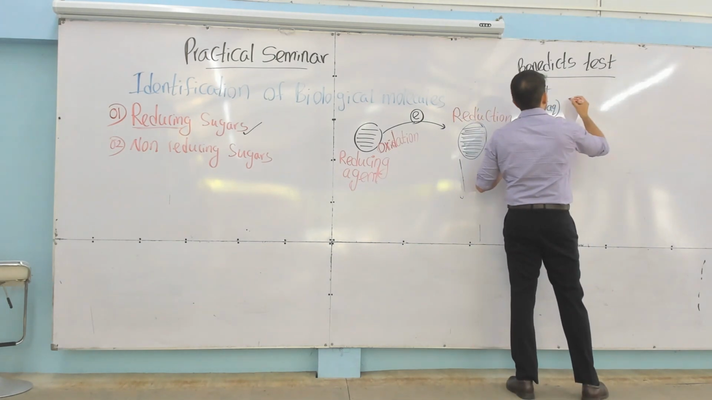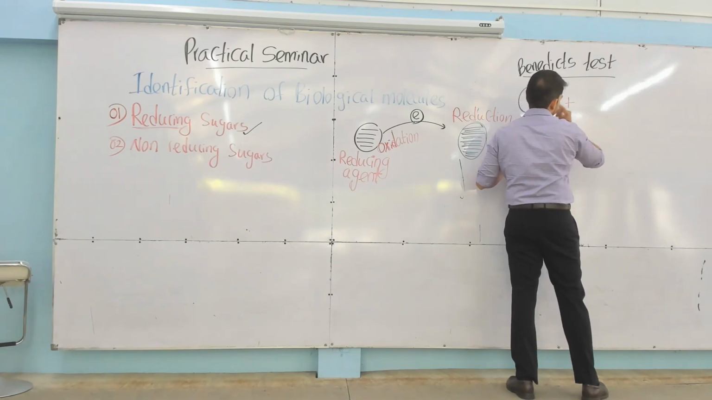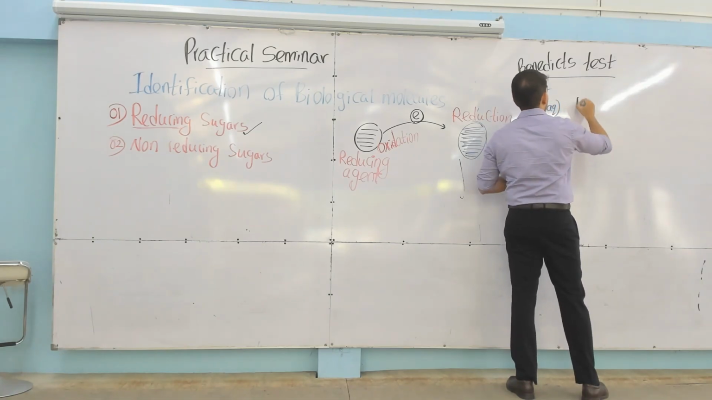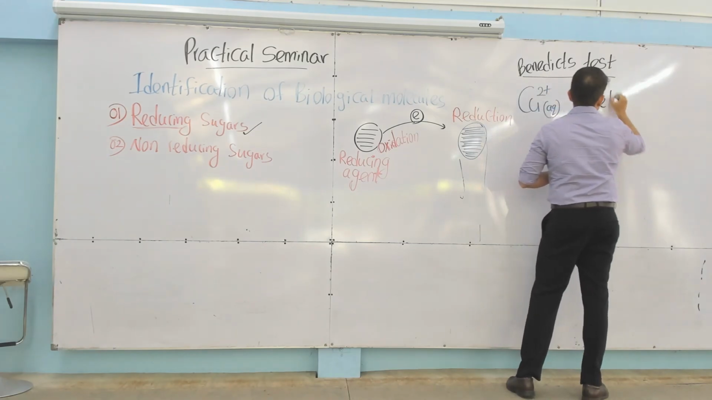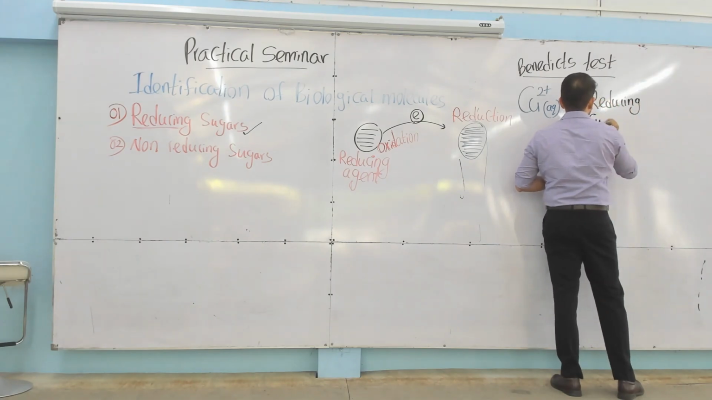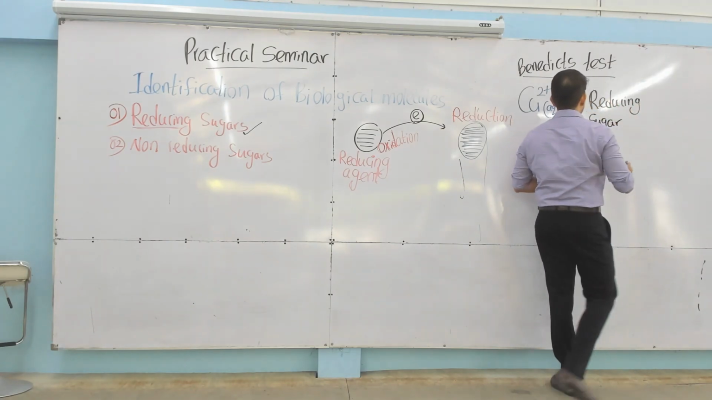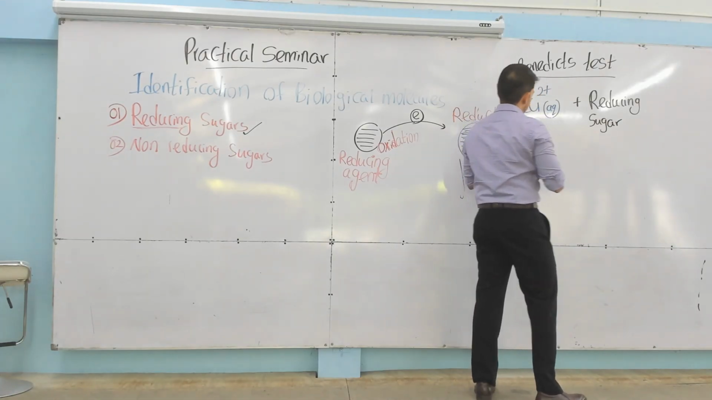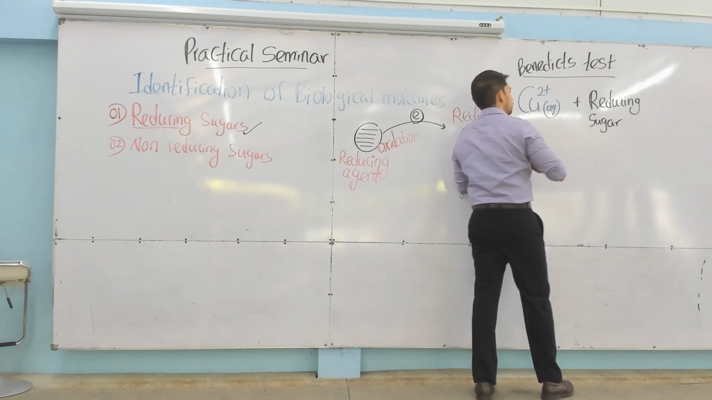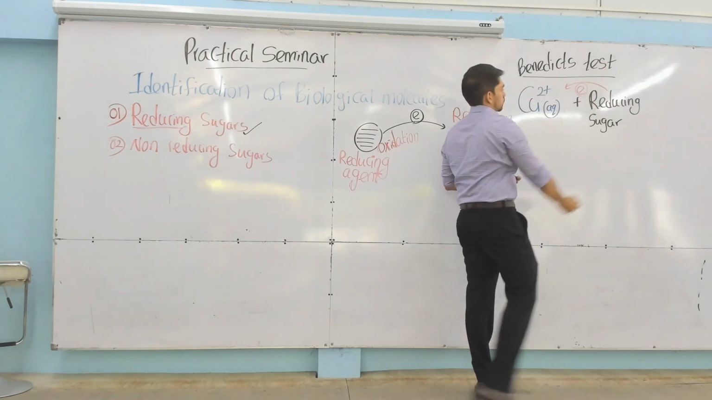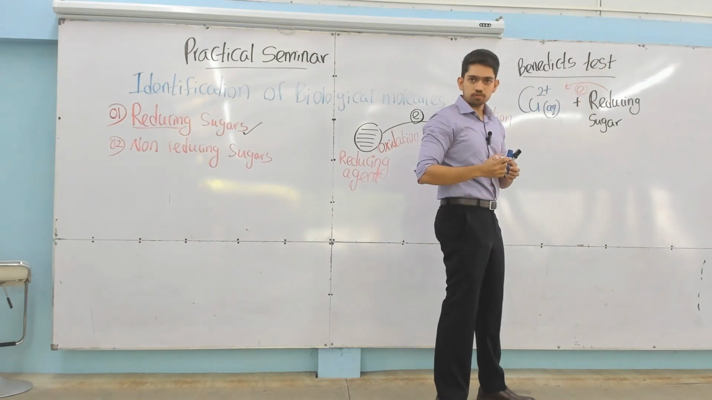Okay. So what we are going to do is react it with a reducing sugar. When you react copper 2 plus with a reducing sugar, what's going to happen? Yeah, this reducing sugar is going to give this copper 2 plus an electron.